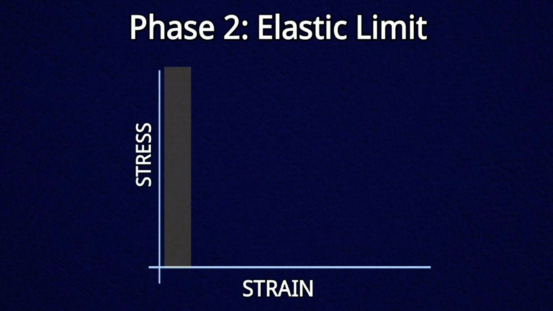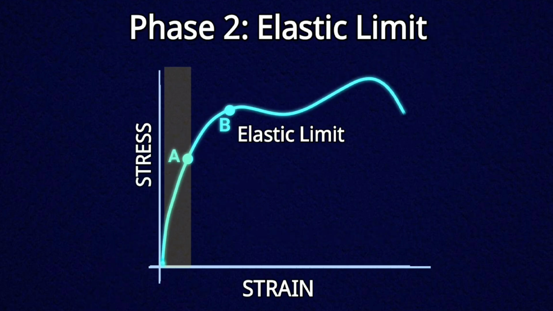Phase 2. Elastic limit. Beyond the proportional limit lies the elastic limit. The material still behaves elastically, meaning it can return to its original shape after removing the load. However, this is the maximum stress the material can handle without undergoing permanent deformation.